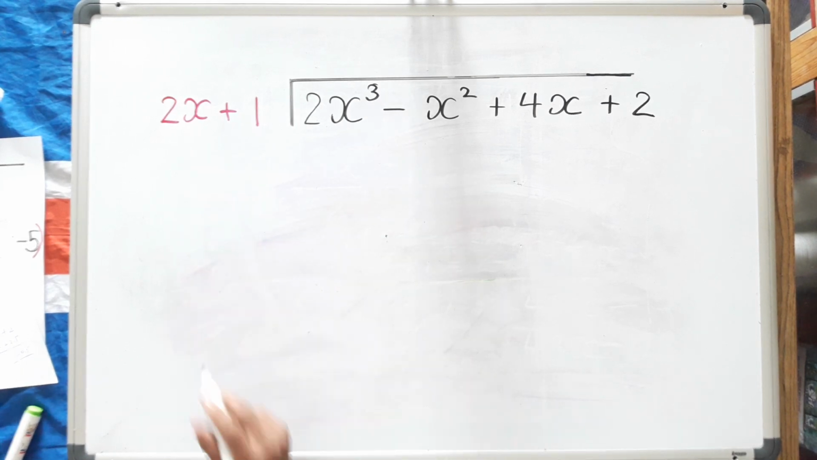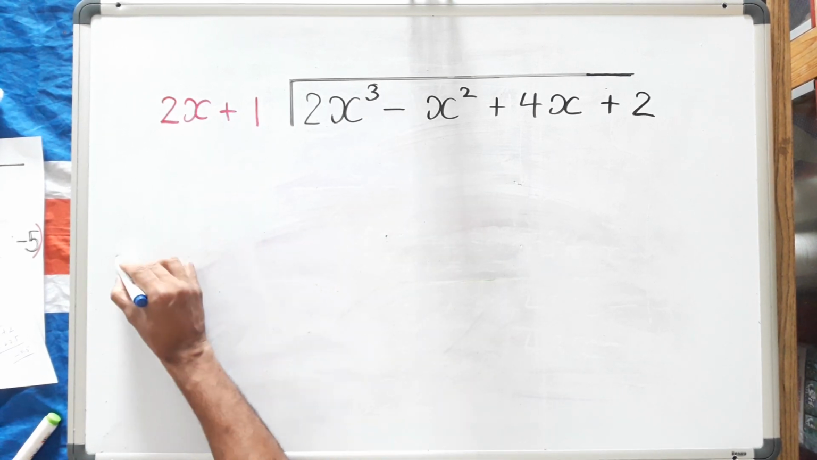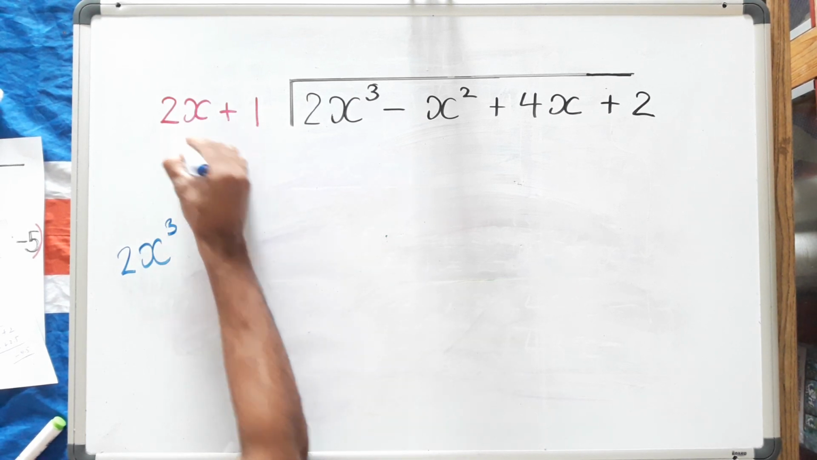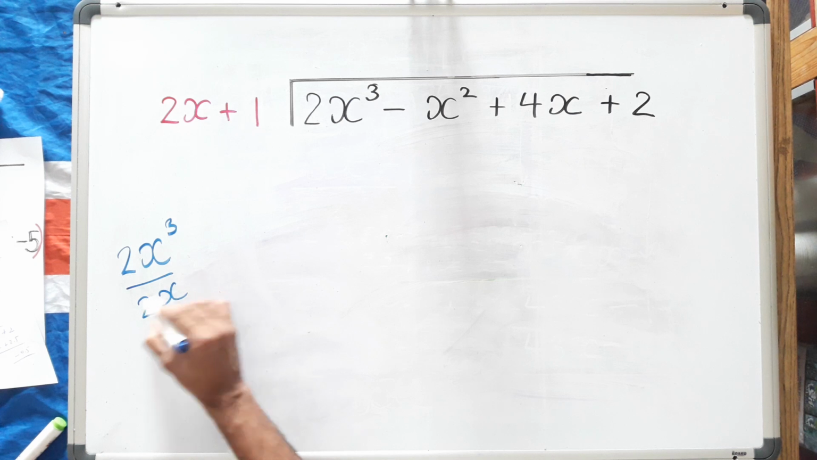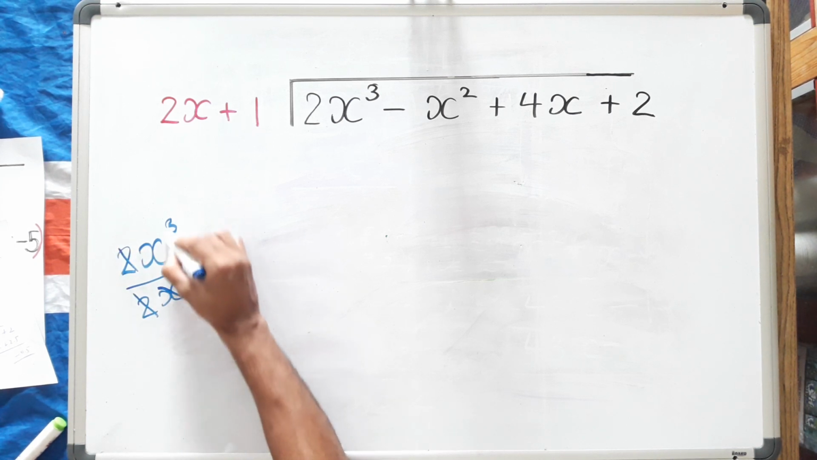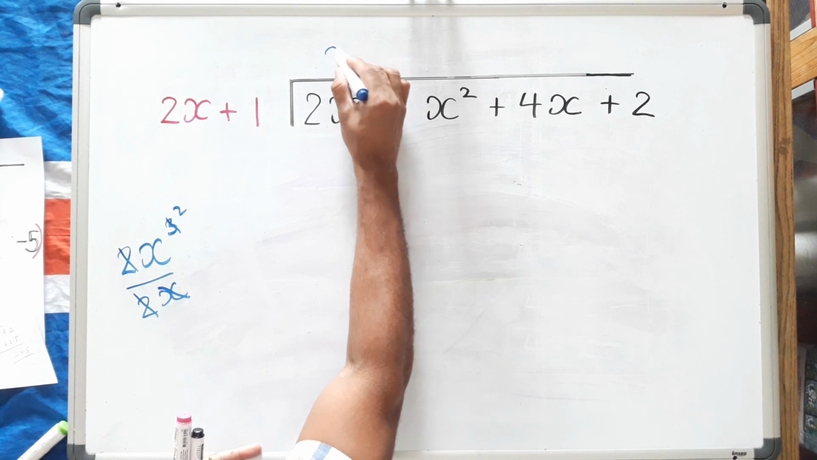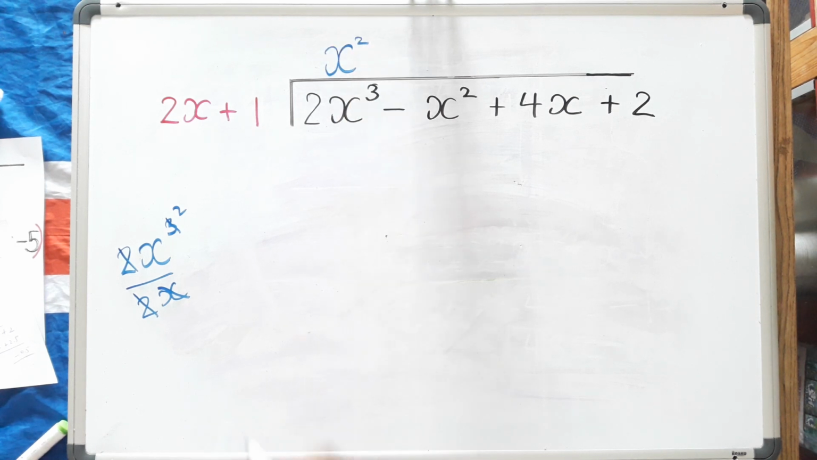2x cubed divided by 2x. So we have 2x cubed and we're dividing it by 2x. The 2 and the 2 cancel out, x cubed divided by x is x squared. So over here we're going to get x squared.